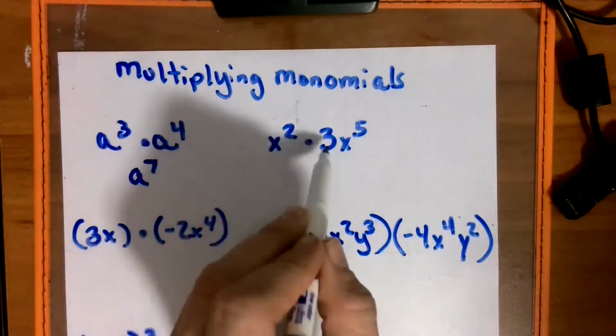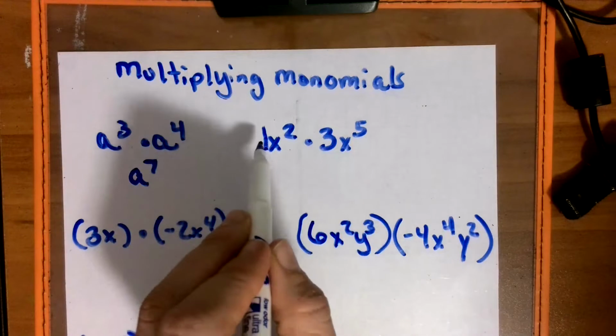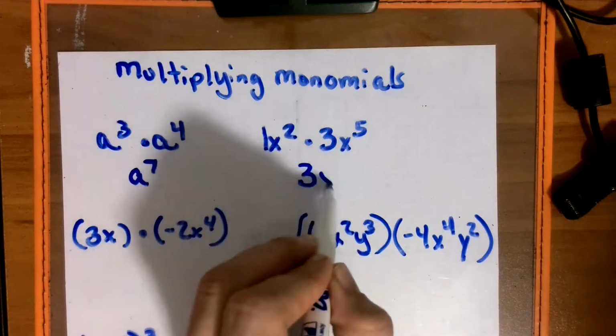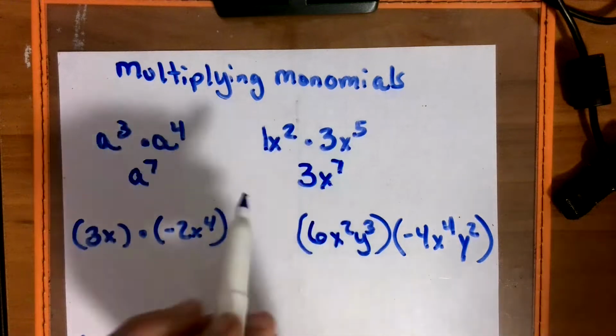Here, we have coefficients. We have this fake 1 or missing 1. 1 times 3 is 3. And then we add our powers. So we have 5 x's here and 2 there, so that makes 7.